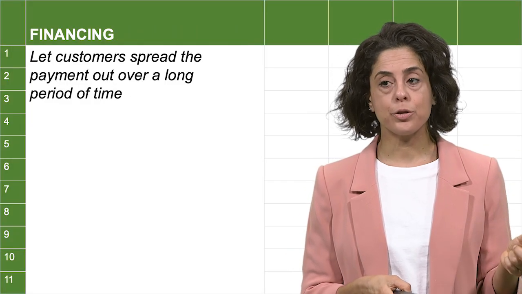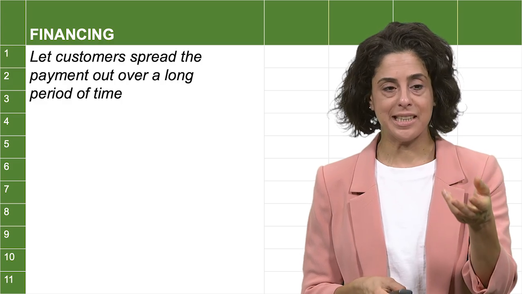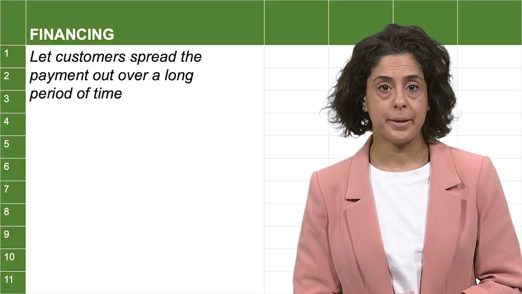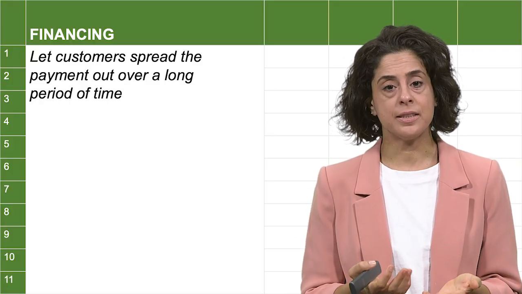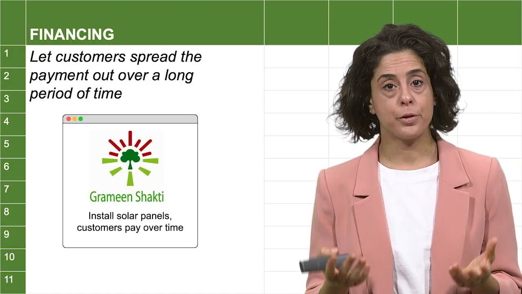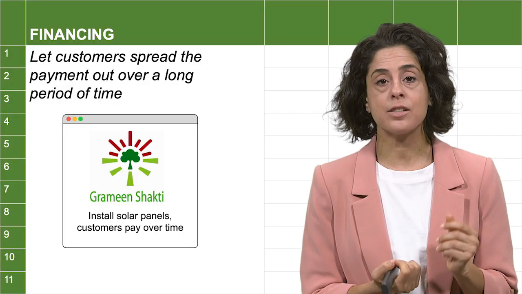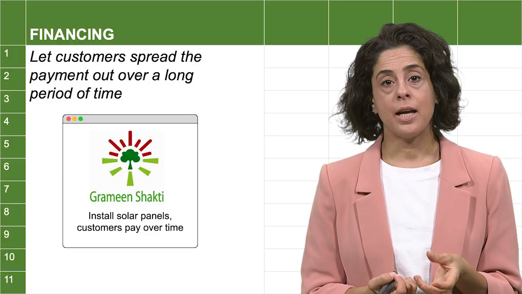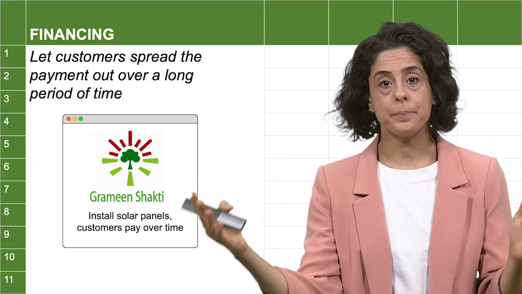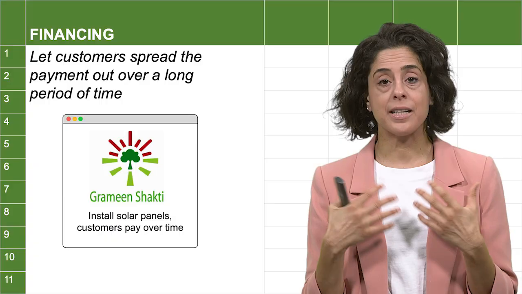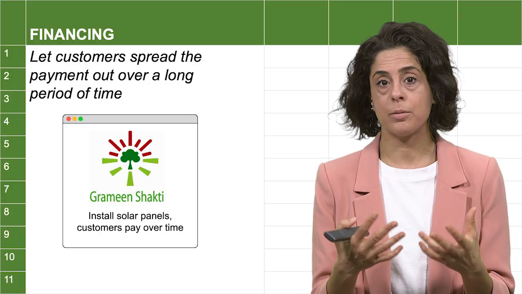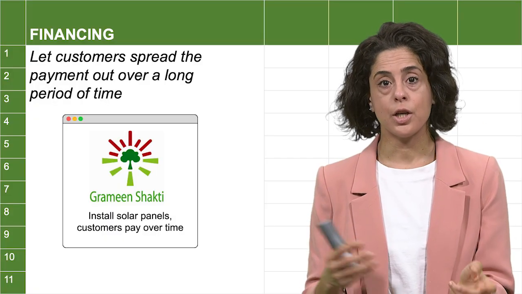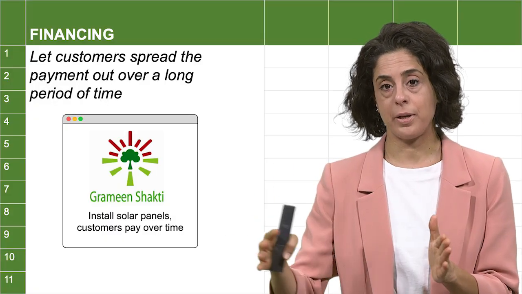A lot of social enterprises and regular businesses let customers spread their payment out over a long period of time. An example of this is Grameen Shakti, which is part of the Grameen group that you already met, and they install solar panels on the roofs of homes in rural Bangladesh. Over time, this provides value for their customers, who are low-income residents of these villages, but they can't afford to pay for the whole thing up front. So Grameen Shakti allows them to spread the payment over time.